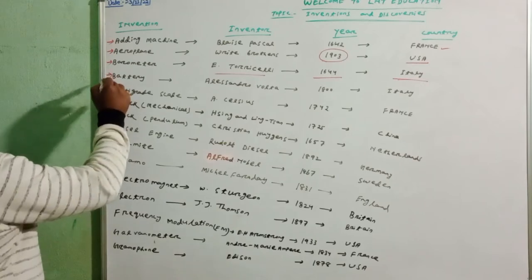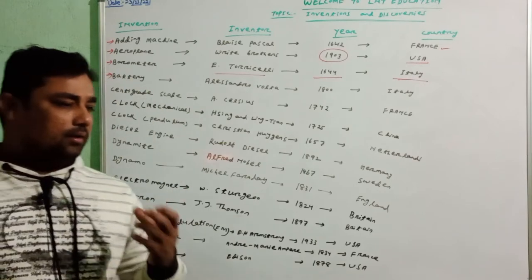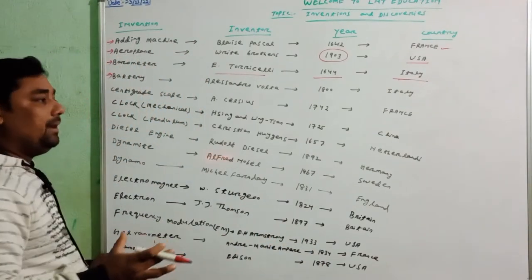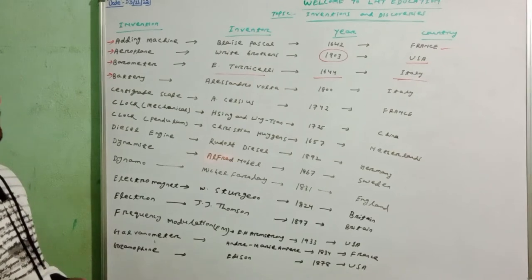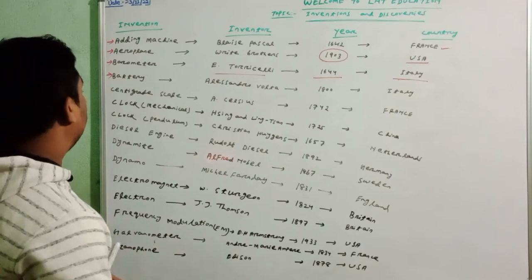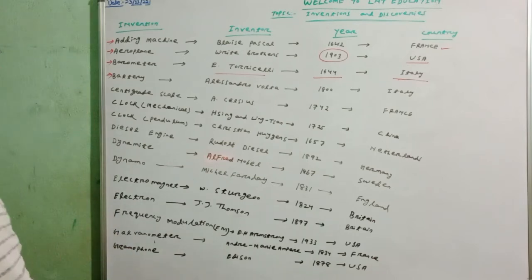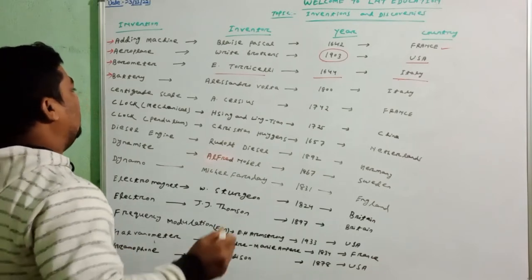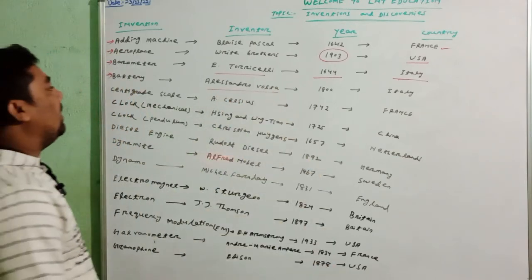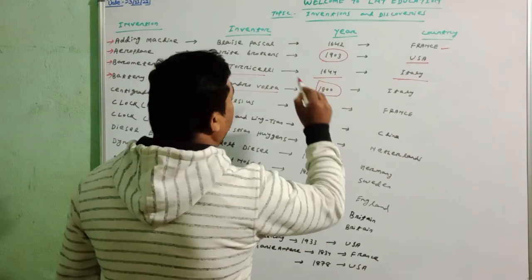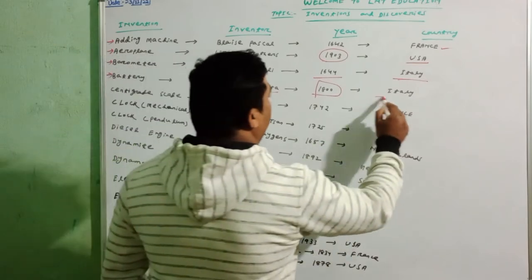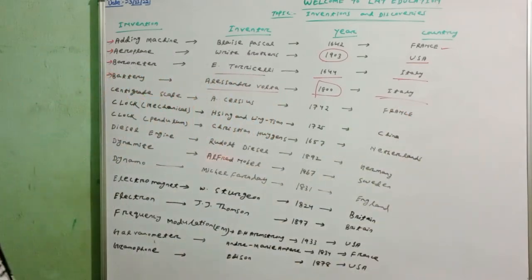Battery may be a liquid type battery, where the working substance is in liquid form, or dry cells, which also come under battery. The inventor of the battery is Alessandro Volta. Battery was discovered in the year 1800, and he belongs to the country Italy.